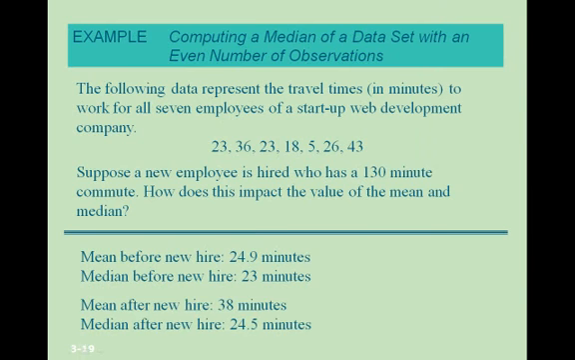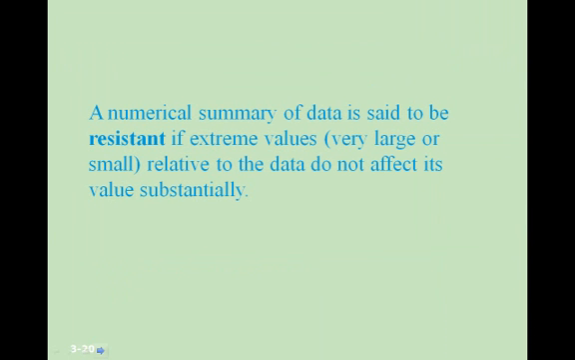So notice that the median didn't change that drastically, but the mean increased quite a bit. So let's look at what that means. A numerical summary of data is said to be resistant if extreme values, which are very large or very small, relative to the data, do not affect its value substantially. So in our example before, we noticed that the median was not affected, so it would be resistant. However, the mean was greatly affected, substantially, and so it would not be resistant.